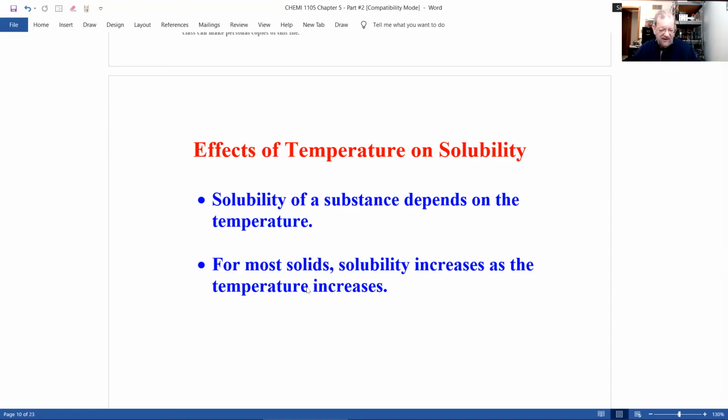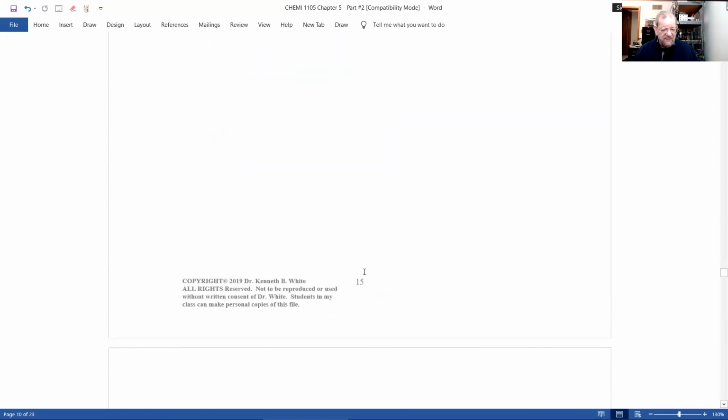An exception is ammonium chloride. And this is an interesting one. You cool water down to make it more soluble. It's just the opposite. It's only one of the few I can think of. But for most solids, like salt, sugar, things like that, to make it more soluble, you heat up the solution.